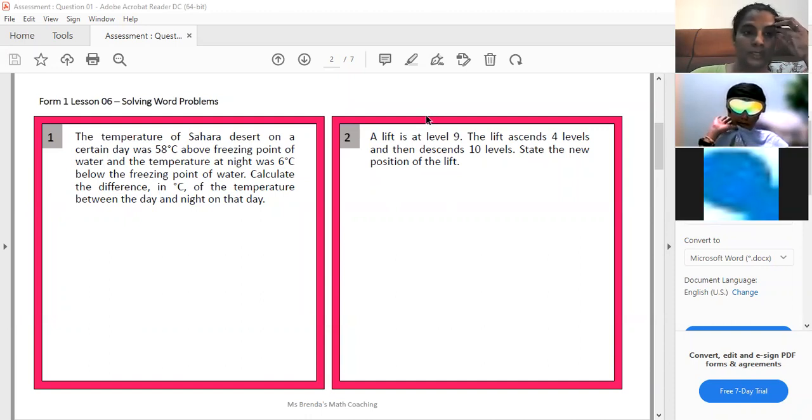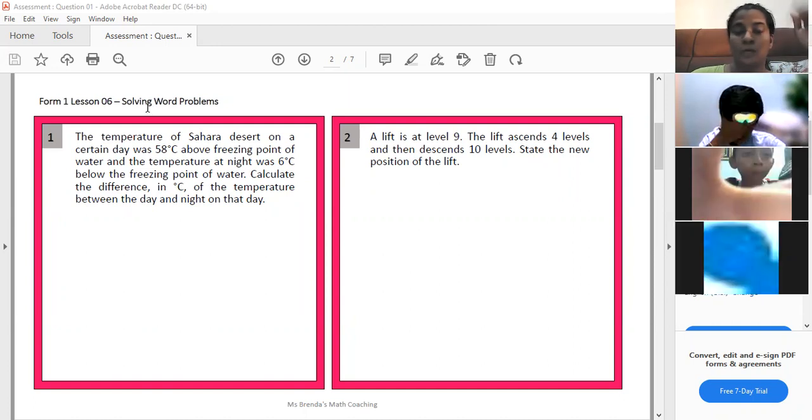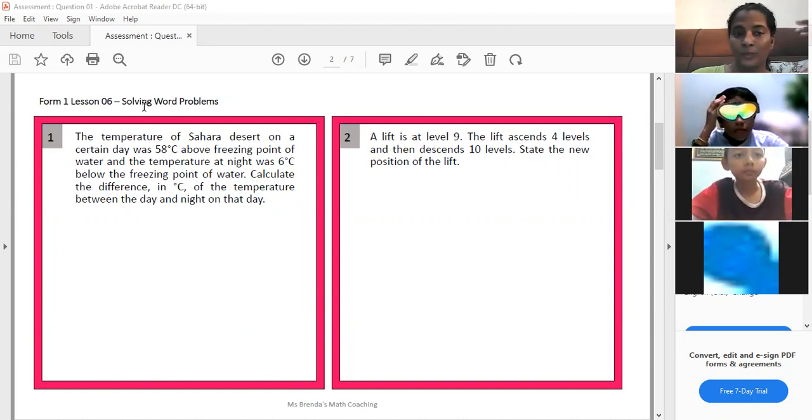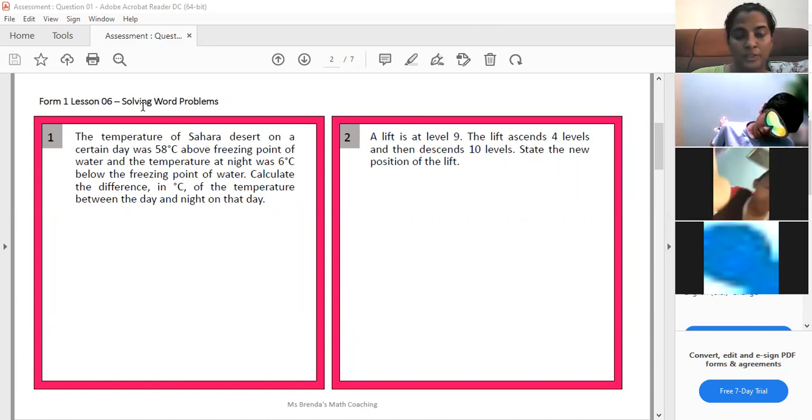All right. Today we will be looking into solving word problems related to the first topic, on positive and negative integers. Now on your module, you will see about 11 questions if I'm not mistaken. Okay, we have about 11 questions.